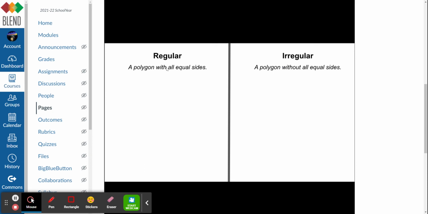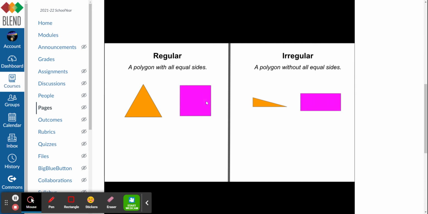So there's regular polygons and irregular polygons, or not regular polygons. Regular polygons, all the sides are equal. Non-regular or irregular polygons are polygons that don't have equal sides, so they're not congruent. So for instance, this triangle, all the sides are the same length. On this triangle, we have 3 sides with 3 different lengths. So a regular triangle has all the same sides, an irregular triangle has different sides.